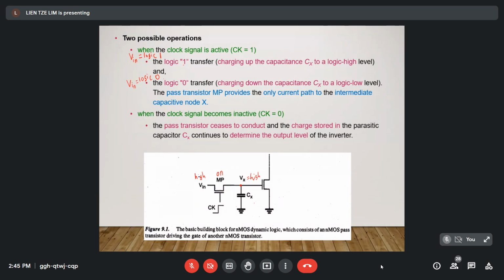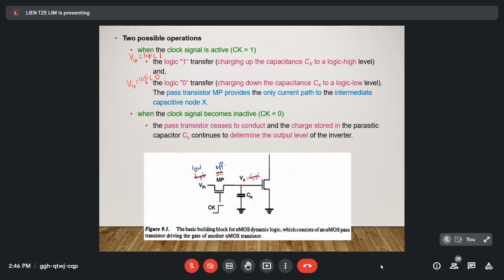Okay, when the input is low, then the output will remain high or low. You see here, the pass transistor MP provides the only current path to the intermediate capacitive load node X. They still have current flow, except that for the voltage level here, we have to see, under some conditions it may still remain high, under some conditions it remains low.